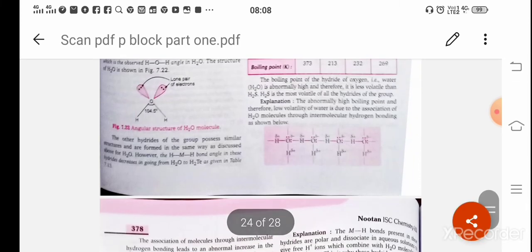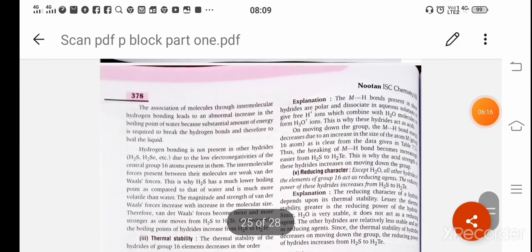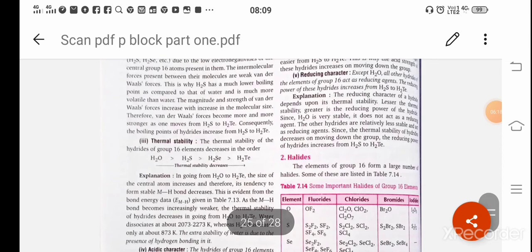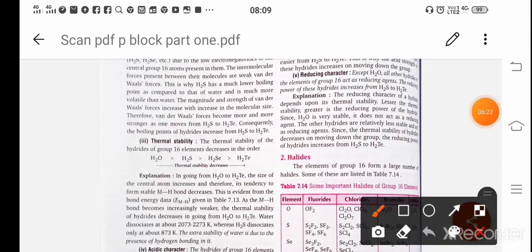Now the boiling point down the group increases due to increase in size, but H2O has the highest due to the hydrogen bonding. So coming to the next element, the thermal stability. Thermal stability down the group decreases due to increase in size. The bond enthalpy decreases and it becomes easy to break the bond.